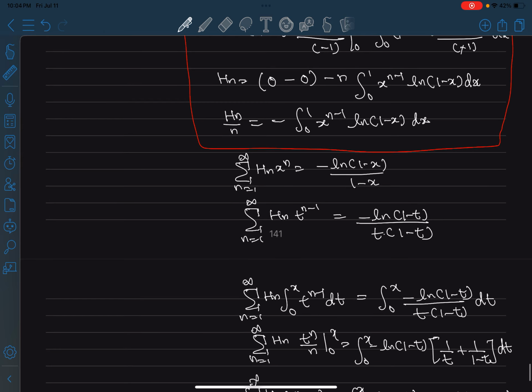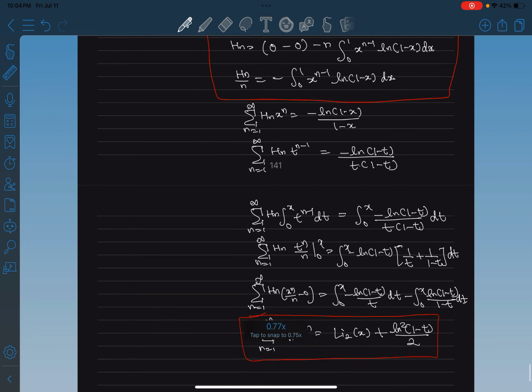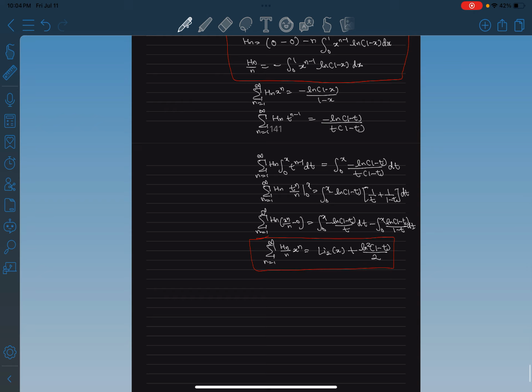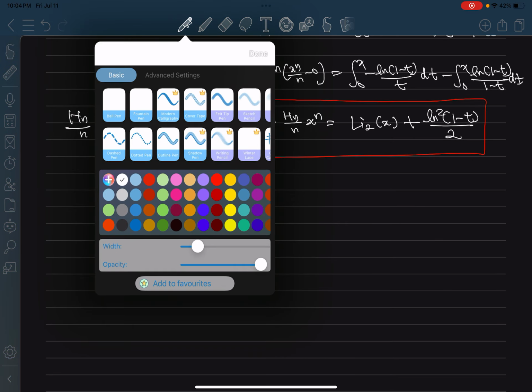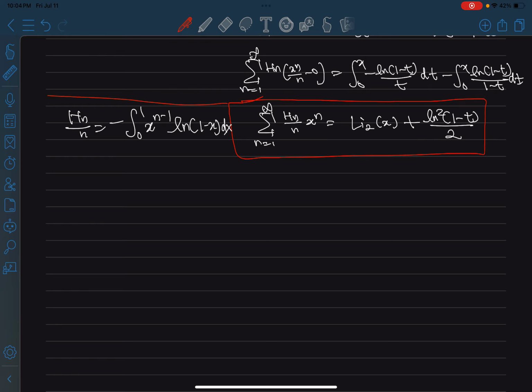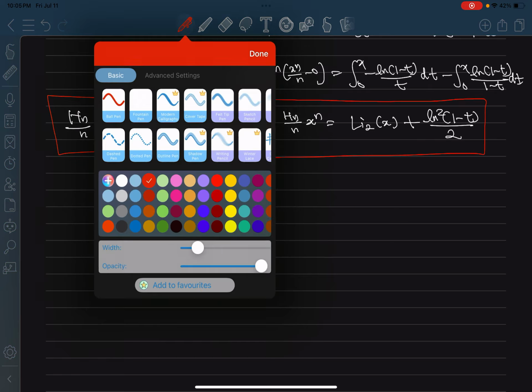The other formula we have is Hn by n equals minus the integral from 0 to 1 of x to the power n minus 1 times ln of 1 minus x dx. Okay, so now we have these two formulas. I think we are good to attack our original integral. Okay, original sum actually.